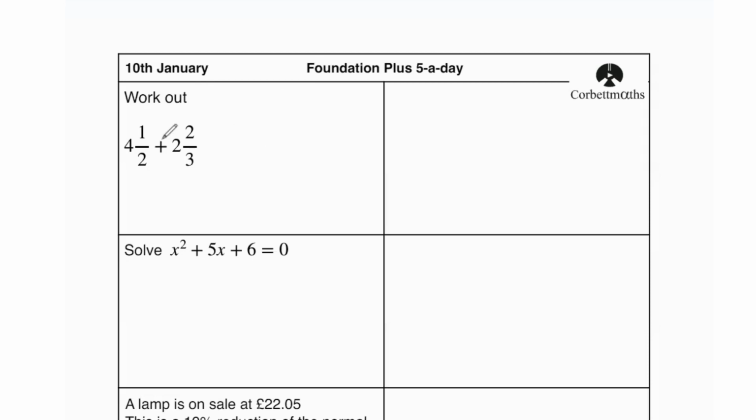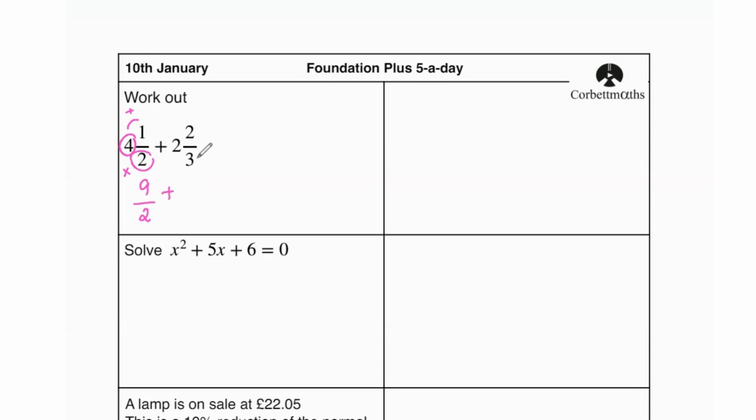The first question says work out 4 whole number 1 over 2 plus 2 whole number 2 over 3. So what we're going to do is first convert the mixed numbers into improper fractions. To convert a mixed number into an improper fraction, we have to multiply the denominator with the whole number and add the result to the numerator, which means we'll do 4 times 2, which is 8, and 8 plus 1, which is 9. So 9 over 2 is the improper fraction for 4 whole number 1 over 2.